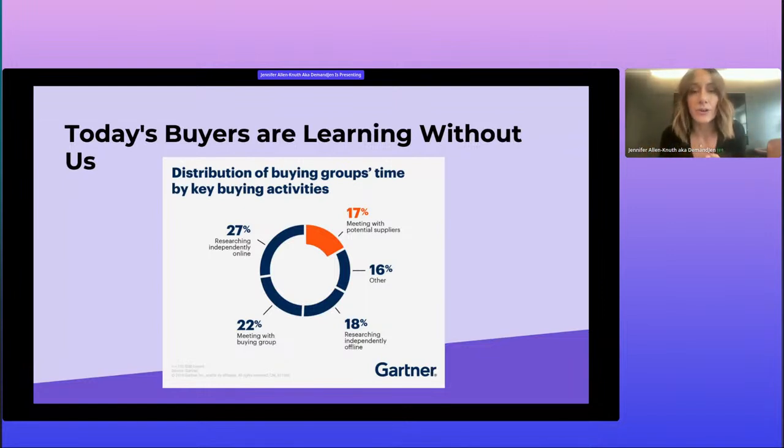Essentially all this tells us is that 83% of the buying group's time is spent without us, the sellers. Now, if you're looking at that 17% saying, hey, that's not that bad, here's the bad news. That is meeting with potential suppliers. So if we are lucky enough to be one of 3, that's still only 5 to 6% of their time. Now, when I first saw this, my first reaction was, well, how do I make that 17% or that 5 or 6% bigger? And then I realized I was actually asking the wrong question.